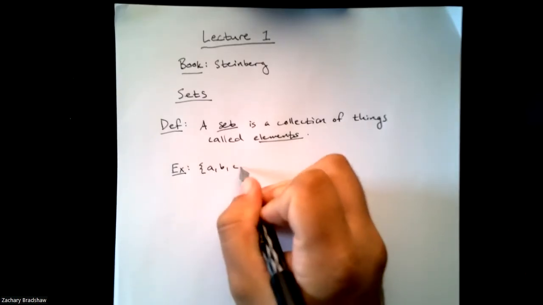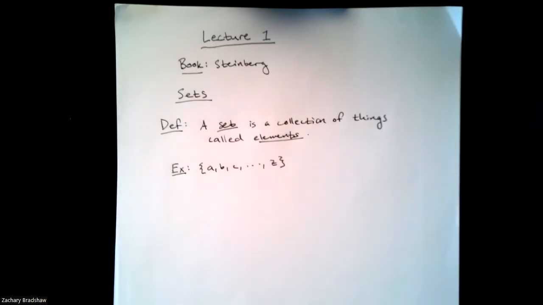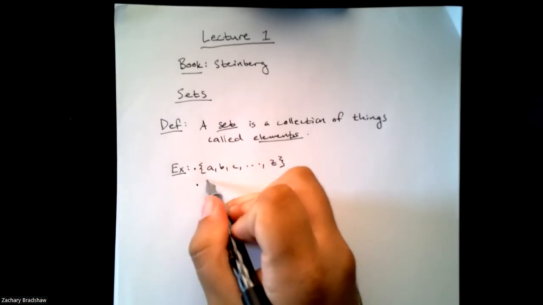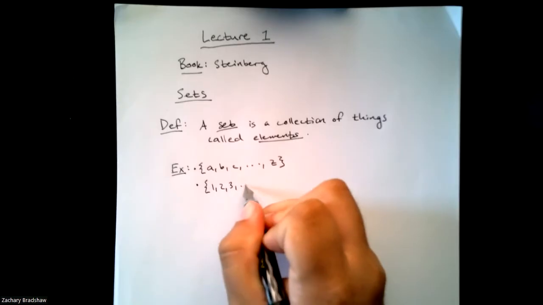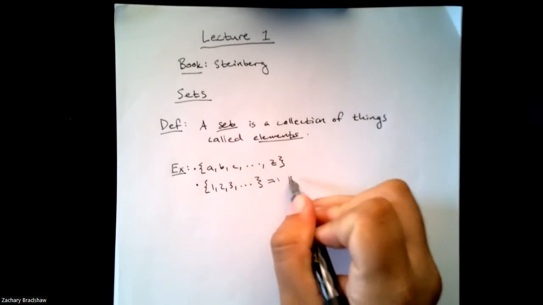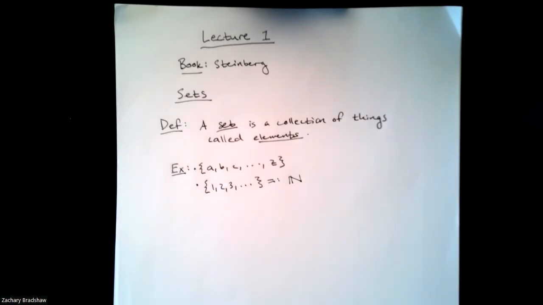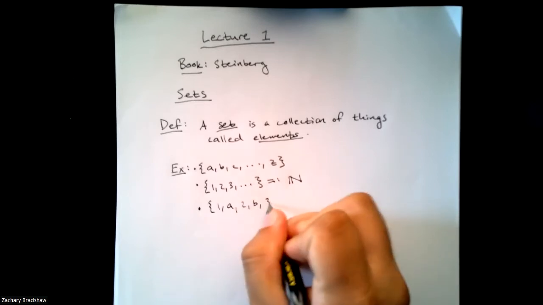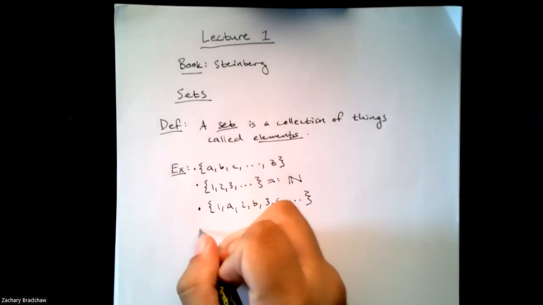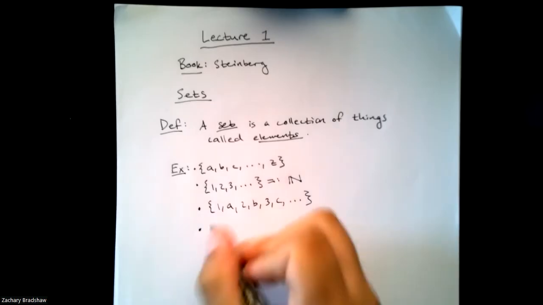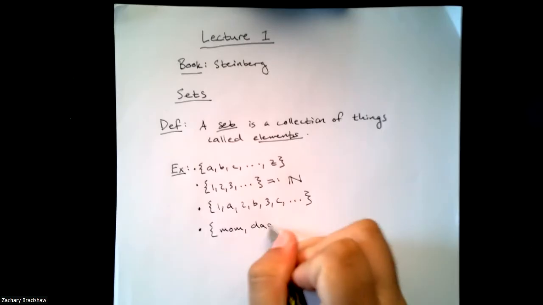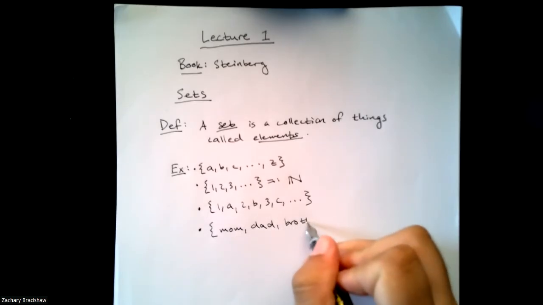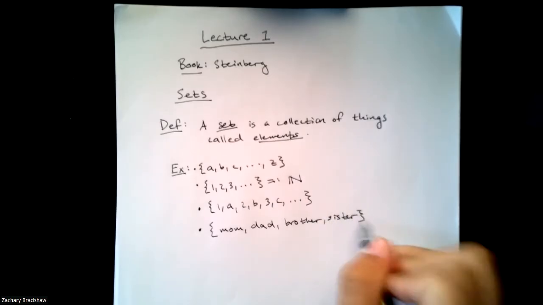So as an example, we take the set of all elements in the alphabet. Our notation for a set is a pair of curly braces with a list of all of the elements in between them. We can also take the set of natural numbers. This is an infinite set. We usually denote it with a capital N. We also have a combination of these things. The things in the set don't have to be all the same kind. And we could even have words: mom, dad, brother, sister. It doesn't really matter.